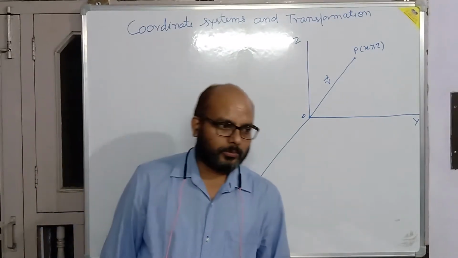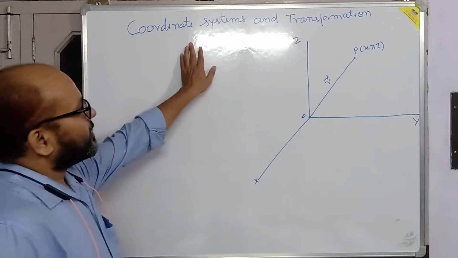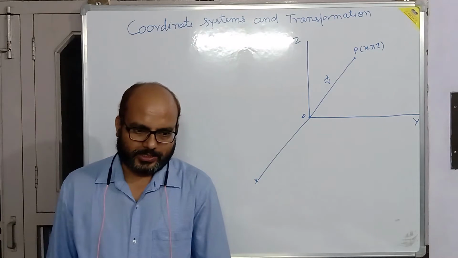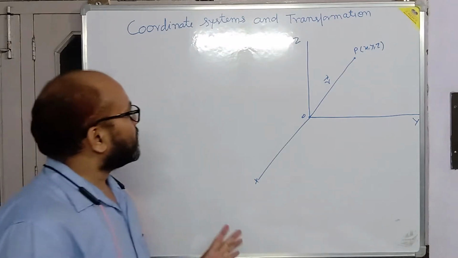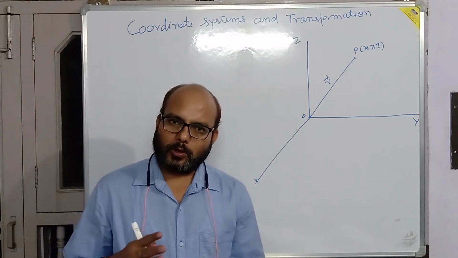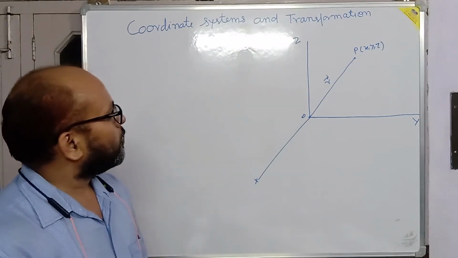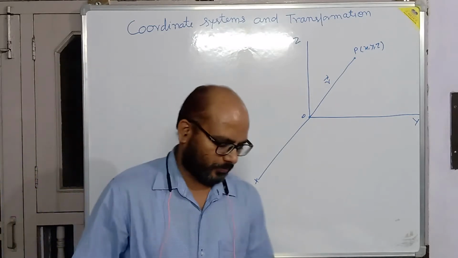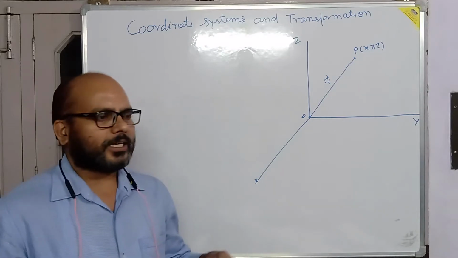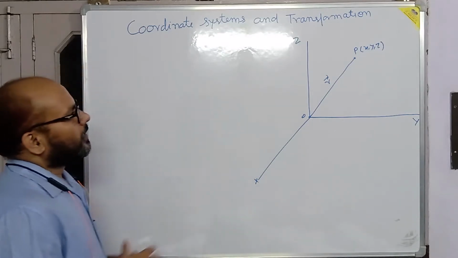So today I am going to start the coordinate system and transformation. So first of all, what is a coordinate system? A coordinate system is a way of uniquely specifying the location of a position in space with respect to a reference origin, right? That means any point is the intersection of three mutually perpendicular surfaces.